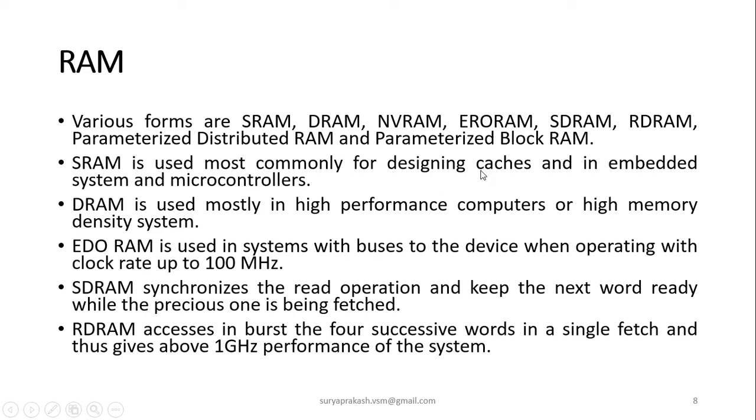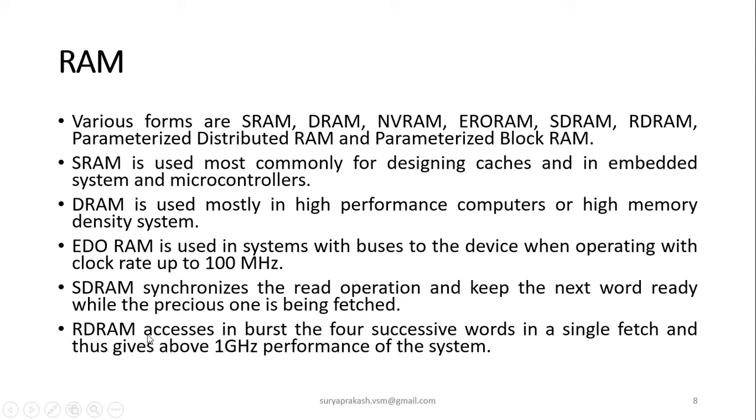The cache memory is another temporary memory which makes the system faster when we open the same application again and again. The dynamic memory is used mostly in high performance computers and high memory density systems. The EDO RAM is used in systems with buses to devices operating with a clock rate up to 100 MHz. The SD-RAM synchronizes the read operation and keeps the next word ready while the previous one is being fetched.